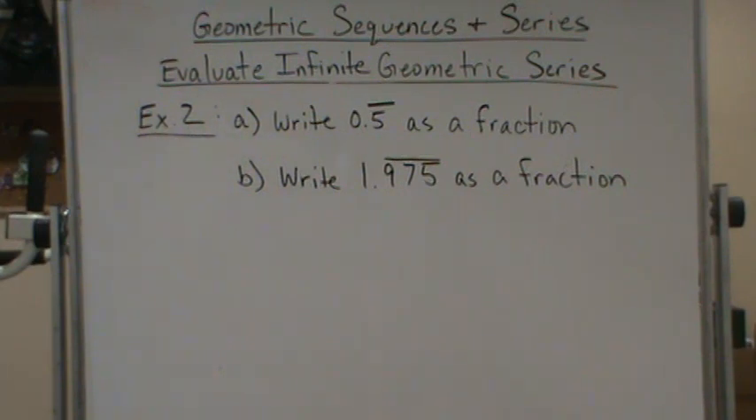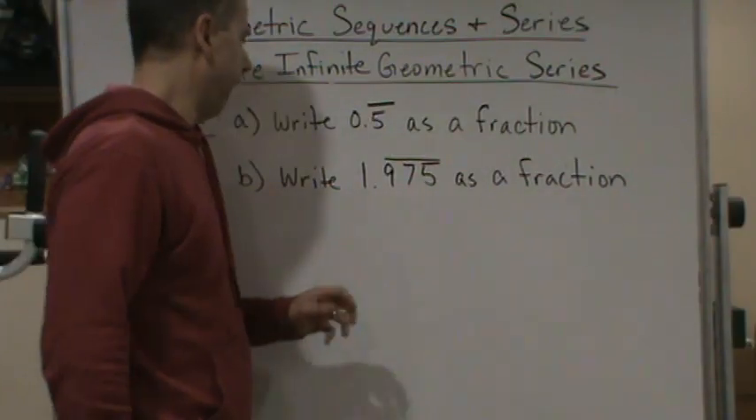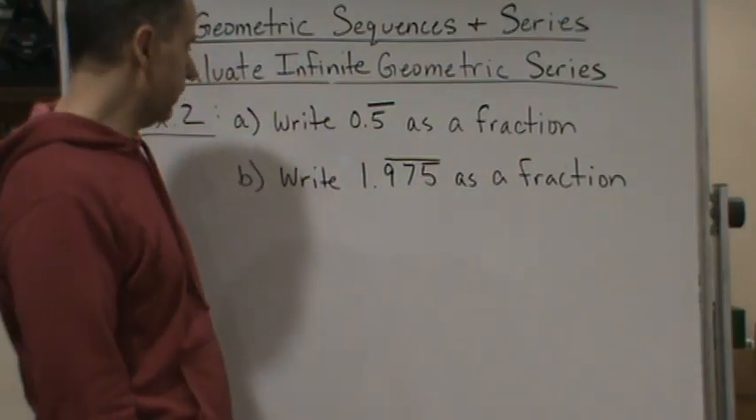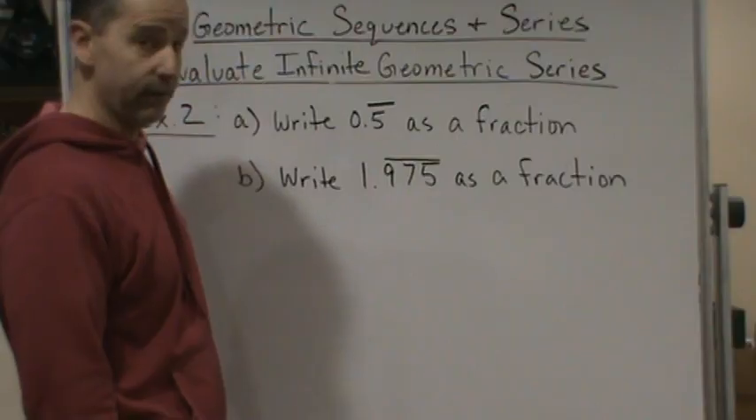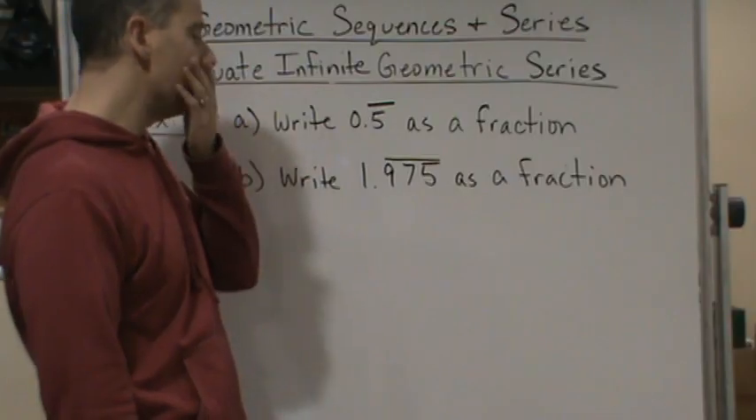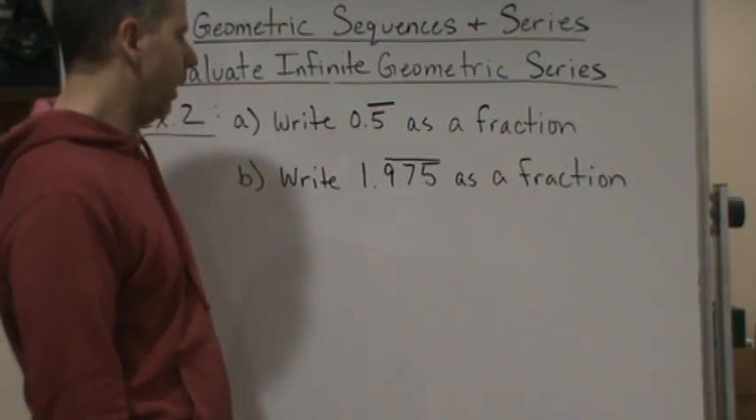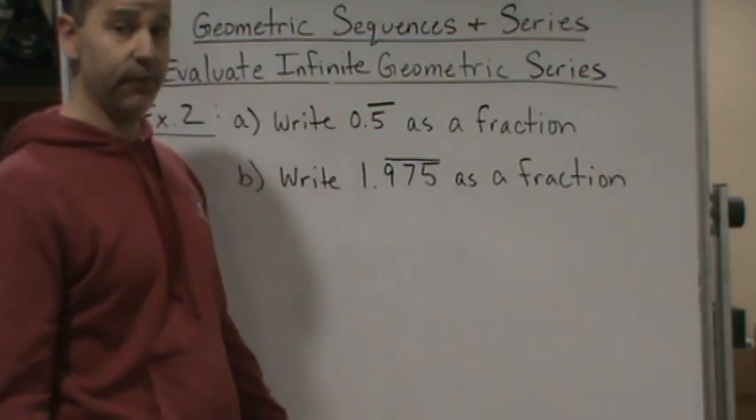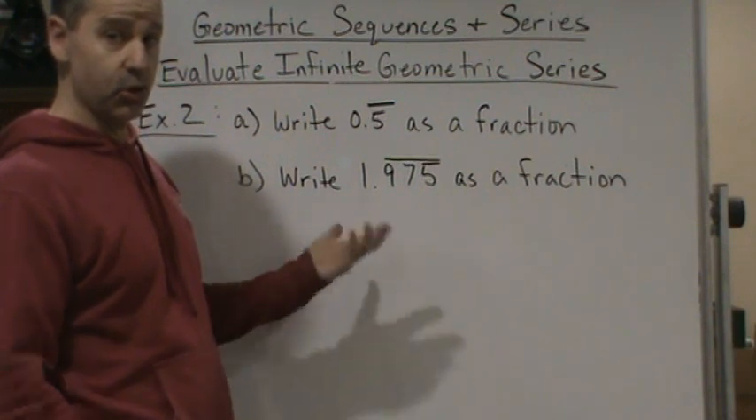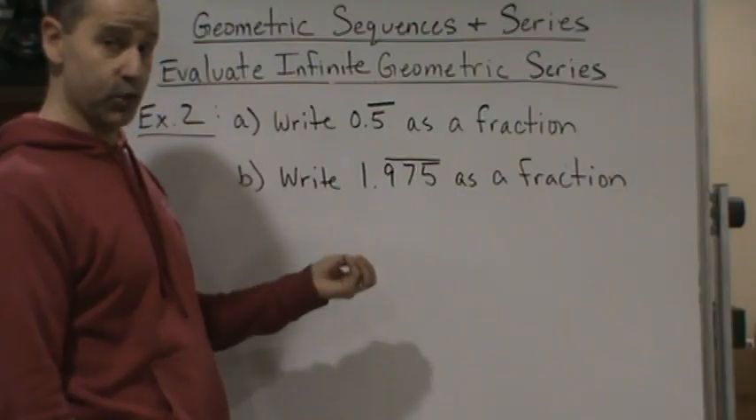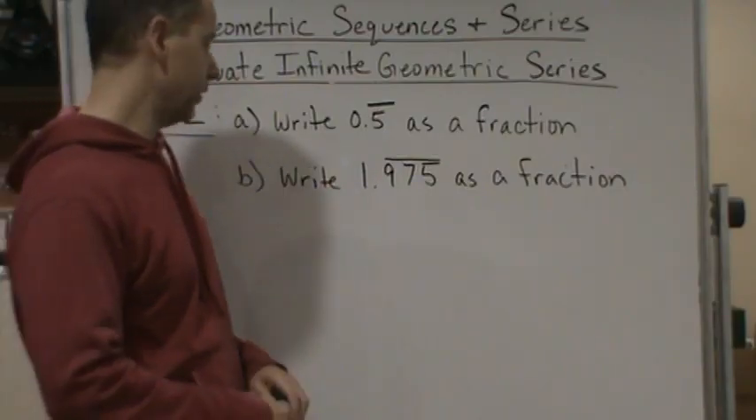All right, now let's take a look at this example here. Now these are interesting because these are repeating decimals, right? And so we have this 0.5555555. This is 1.975975, and just keeps going. And so how do we write these as a fraction? So we can use infinite series and the formula, right? If it's an infinite geometric series and it converges, then we can write this as a fraction.